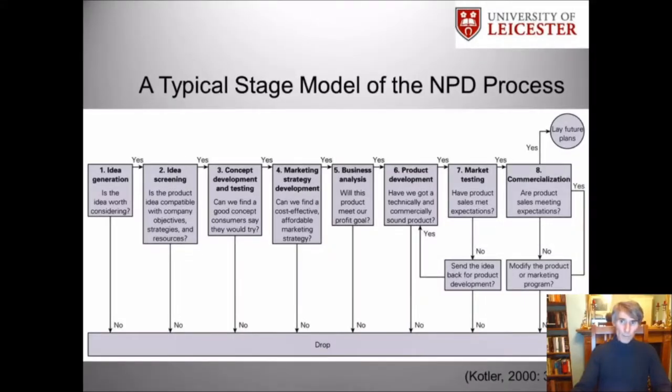As you approach the end of the stage model, what you see is some feedback loops. So product development leads to market testing. What you might find is that there is feedback from customers that leads back to stage 6 from stage 7.